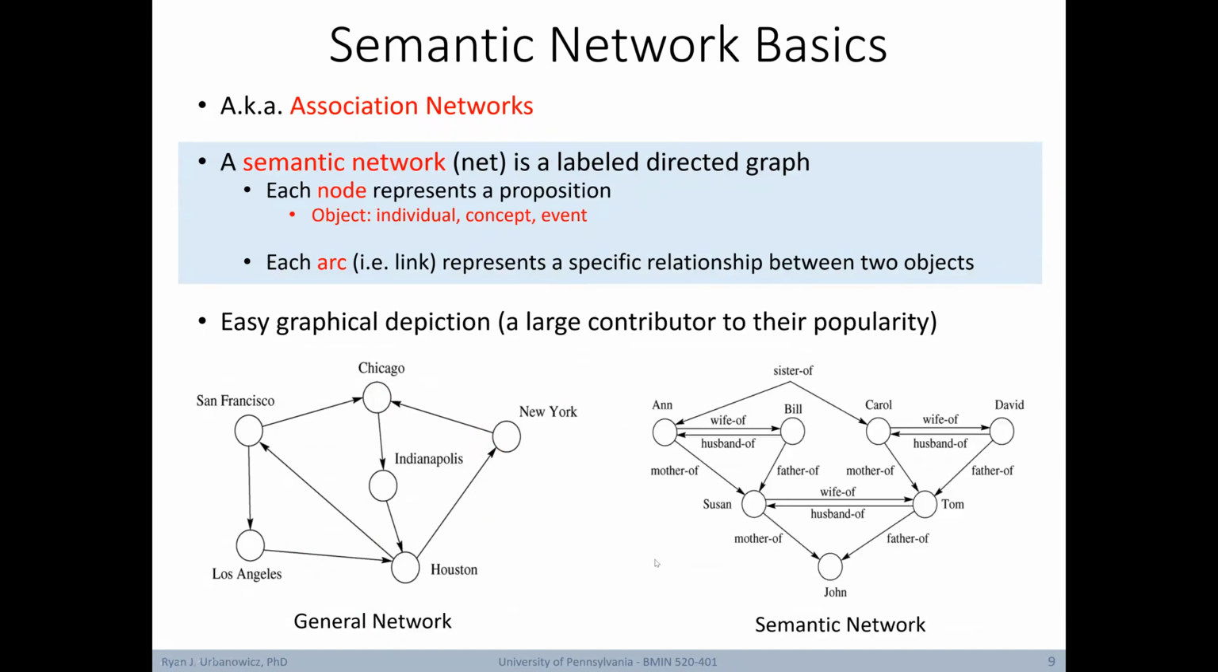Here's an example of a semantic network. One of the most glaring differences between the two examples is that in semantic networks, we have the arcs specifically define some kind of relationship between the two node objects. For example, Bill is the husband of Anne, and Anne is the wife of Bill. Or Tom is the father of John.